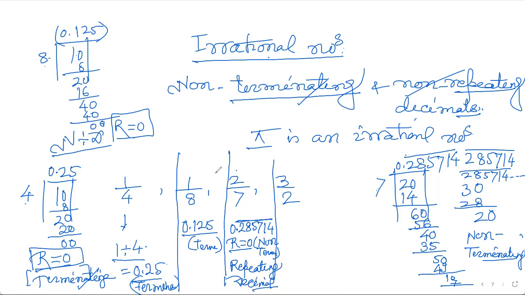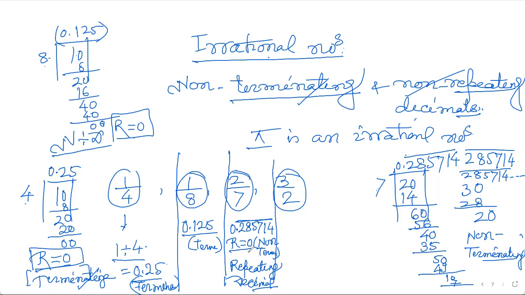So rational numbers can be of two types. These all are rational numbers because they are all written in the form of p by q, where q is not equal to 0. On division, I find that some are giving me remainder 0, so they are terminating, and some of them are giving me a repeating thing. That is called non-terminating because the remainder is not coming to be 0.